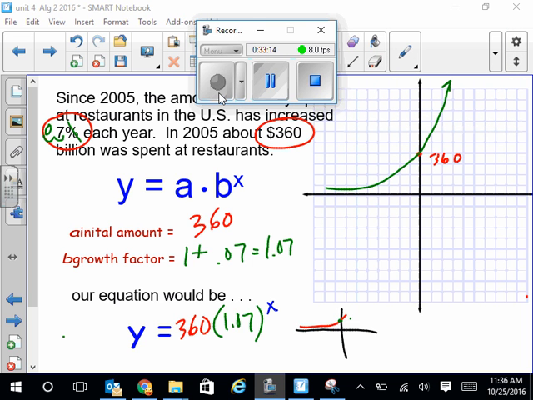What is the end behavior? Let's see, can I write it here?